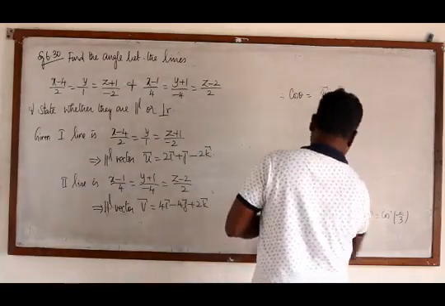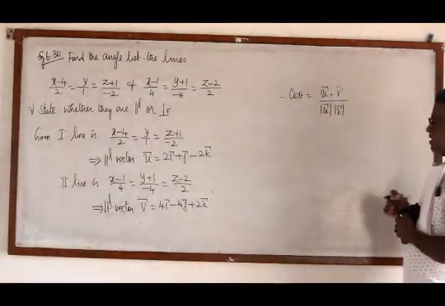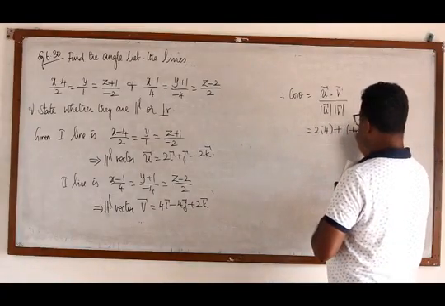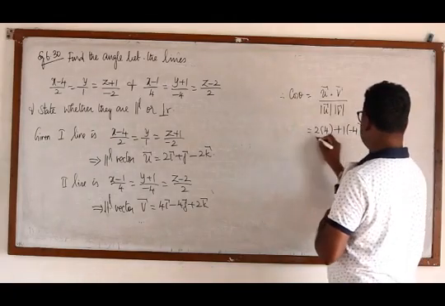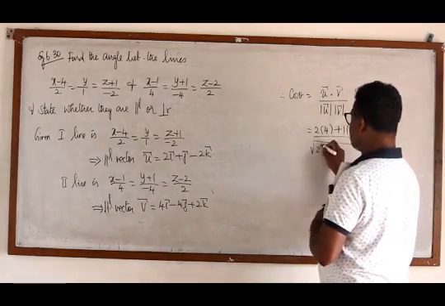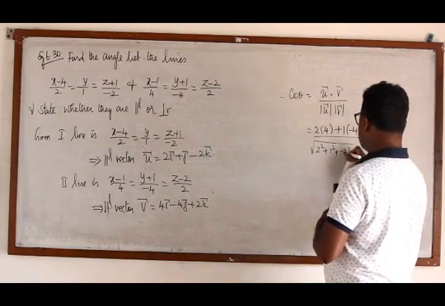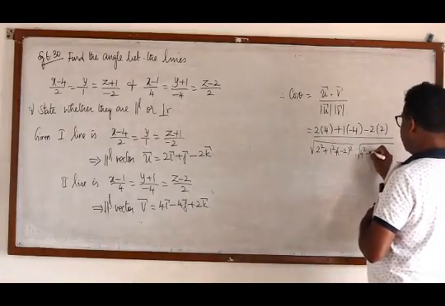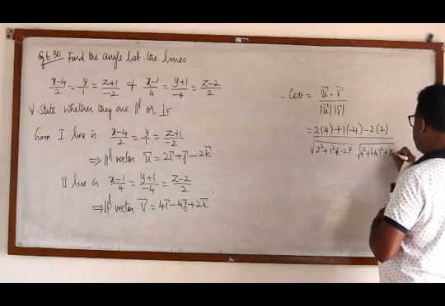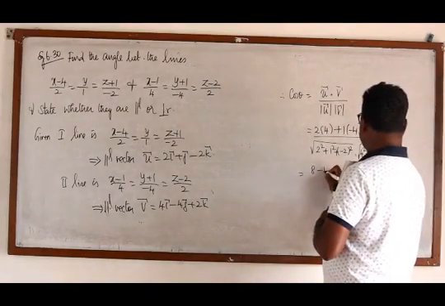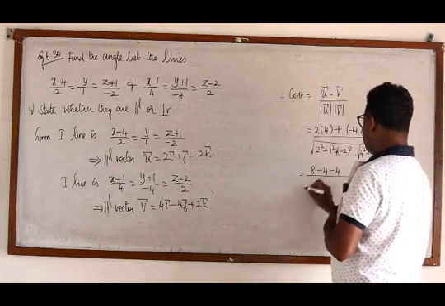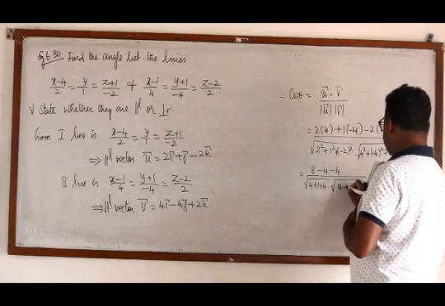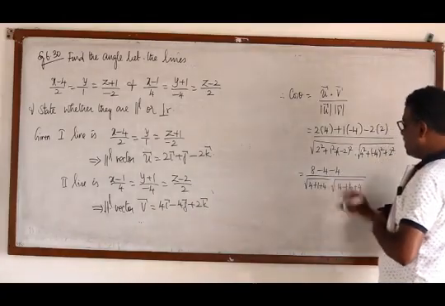Then the angle between two vectors is cos theta equal to u dot v by modulus of u times modulus of v. So it is 2 into 4 plus 1 into minus 4 minus 2 into 2, by root of 2 square plus 1 square plus minus 2 the whole square, into root of 4 square plus minus 4 the whole square plus 2 square. It is 8 minus 4 minus 4 by root of 4 plus 1 plus 4, root of 16 plus 16 plus 4. But 8 minus 8 is 0.